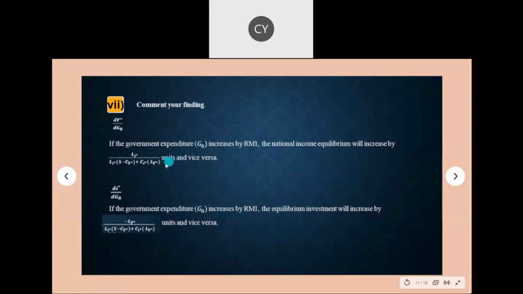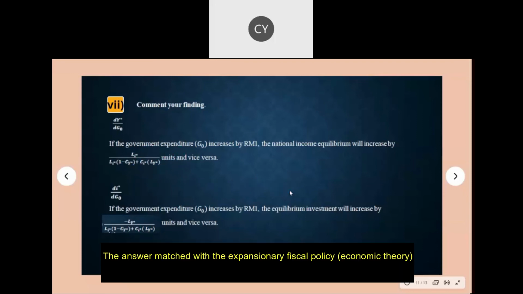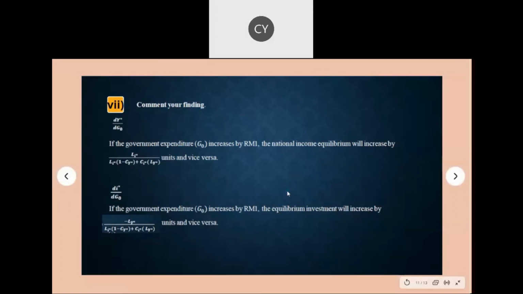So we got two positive relationships from this question. It matches the economic theory, which is expansionary fiscal policy. When the government expenditure increases, that will increase the national income and the investment.